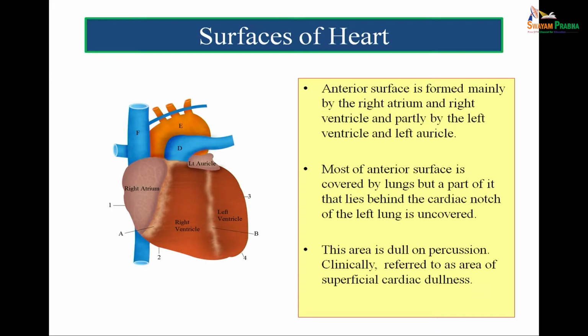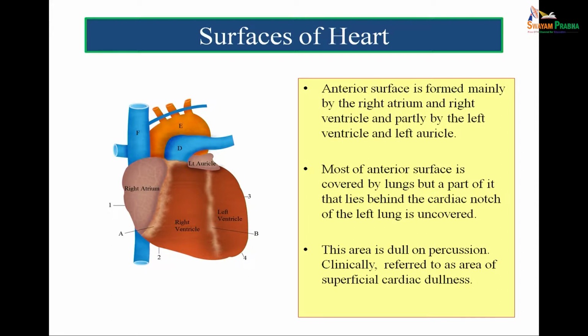Now, most of the anterior surface is covered by lungs, but the part that lies behind the cardiac notch of the left lung is uncovered. So, the left lung has got a notch, and that notch is in relation to the heart, so it is called the cardiac notch. The part on the left side that is uncovered by the lungs is referred to as the area of superficial cardiac dullness, because when we do percussion here, when we tap on this side, because lungs are not present, this particular part is dull on percussion.